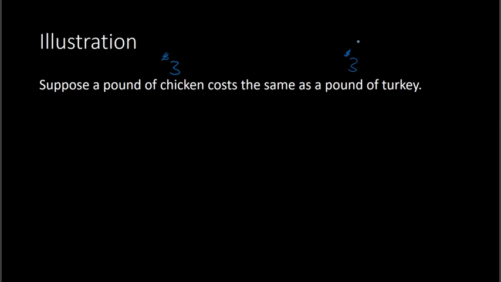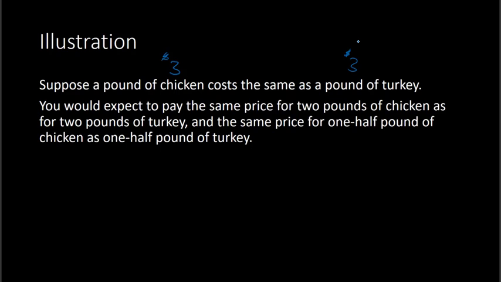So if you were to purchase the same amount of chicken as you do turkey, you would expect to pay the same for both, right? So if you buy 2 pounds of chicken, that means you pay $3 per pound times 2 pounds, so 3 times 2 would be $6 total. And then same thing for turkey. If you buy 2 pounds of turkey, you would also pay $6. And same thing for 1/2 pound of chicken and 1/2 pound of turkey. You're going to pay the same amount for both.